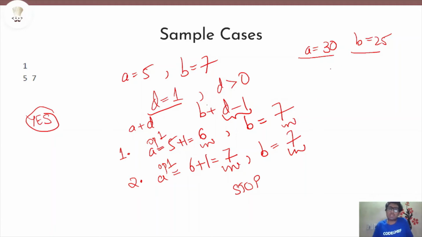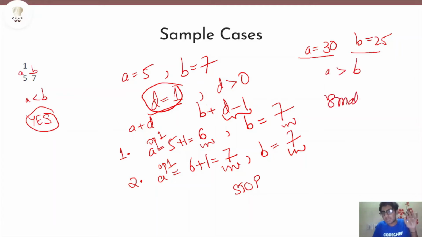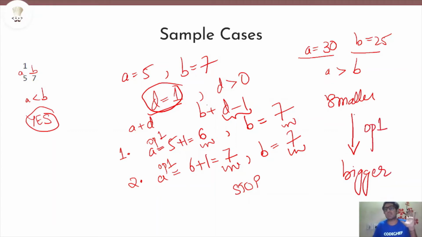One thing to note is that since we fixed our D to be 1, we can always make the smaller number equal to the bigger of the two. Let's say in the sample case, this was A, this was B, and our A was less than B. Here, our A is greater than B. It is always possible to start from the smaller number and make it equal to the bigger number by repeatedly performing operations of type 1 on the smaller number. What is operation of type 1?